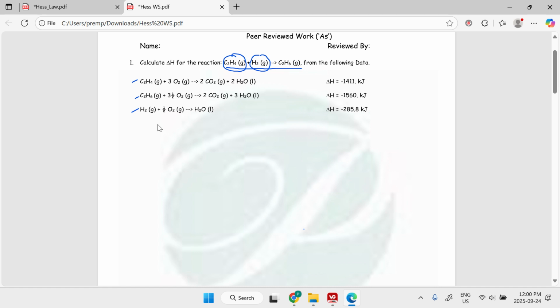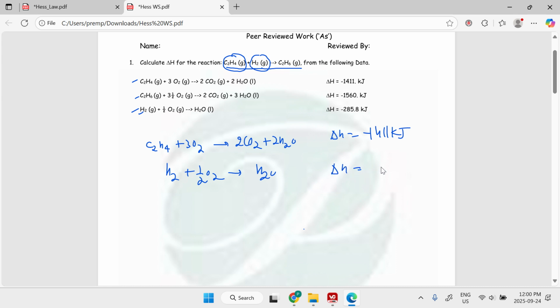So you can see C2H4 is here, so I'm using this equation: C2H4 plus 3O2 equal to 2CO2 plus 2H2O, and delta H is negative 1411 kilojoules. Now I have to look for H2. Where do we have H2? H2 is here. So combine that also. So you see H2 plus half O2 equal to H2O, and delta H in this case is negative 285.8 kilojoules.